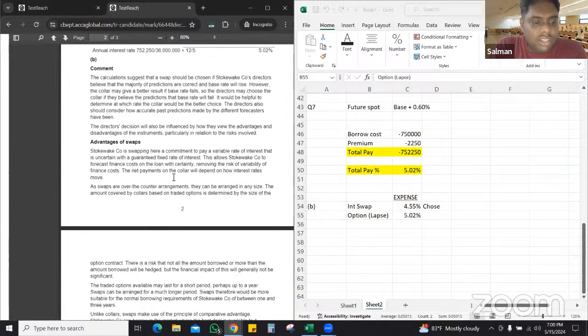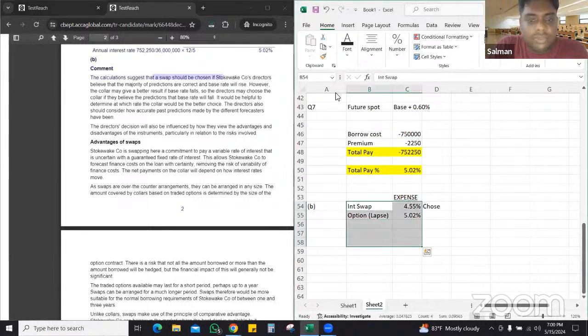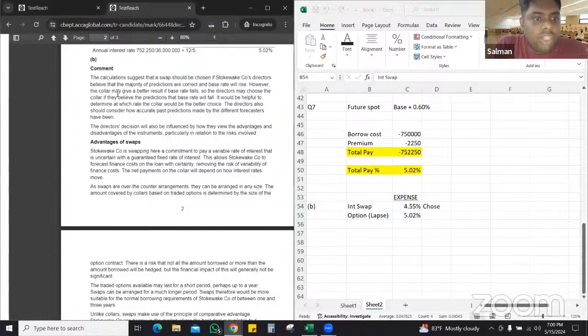Let's see what else they have provided. The calculation suggests that a swap should be chosen. We discussed with numbers here. However, the collar may give a better result if the base rate falls. Yes, we have a choice. If the base rate falls, we have a choice. So directors may choose the collar if they believe the predictions that the base rate will fall.